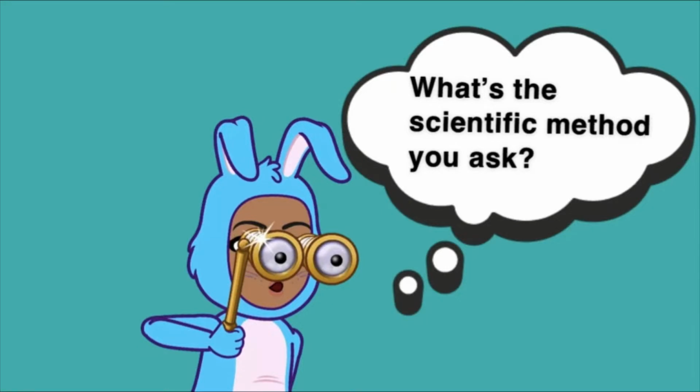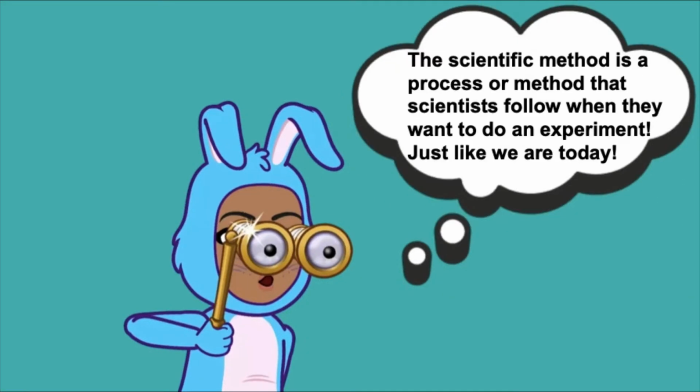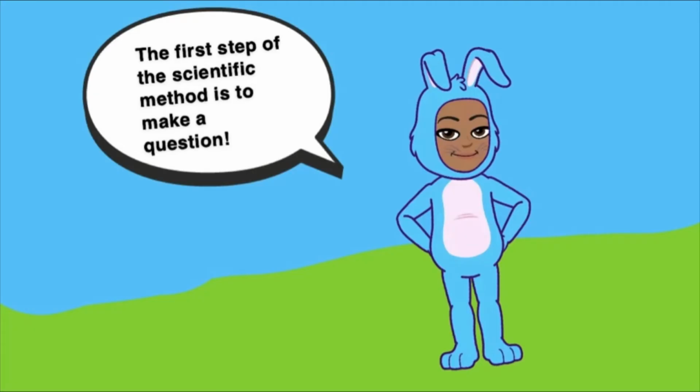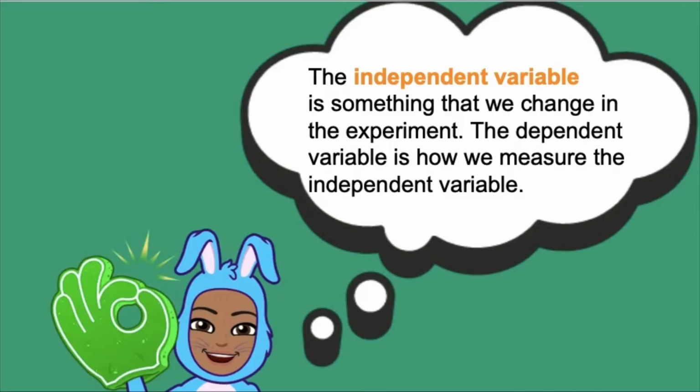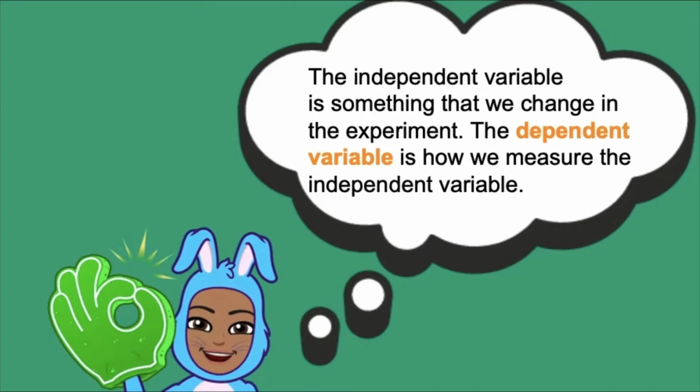What's the scientific method, you ask? Well, the scientific method is a process or method that scientists follow when they want to do an experiment, just like we are today. The first step of the scientific method is to make a question. It says here in this book that to make a good scientific question, you need to know your independent and dependent variables. The independent variable is something that we change in the experiment, and the dependent variable is how we measure the independent variable.